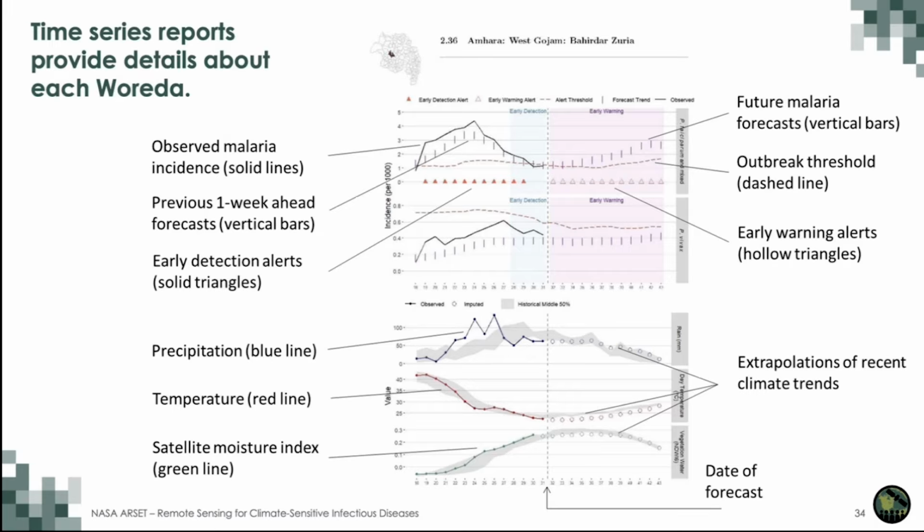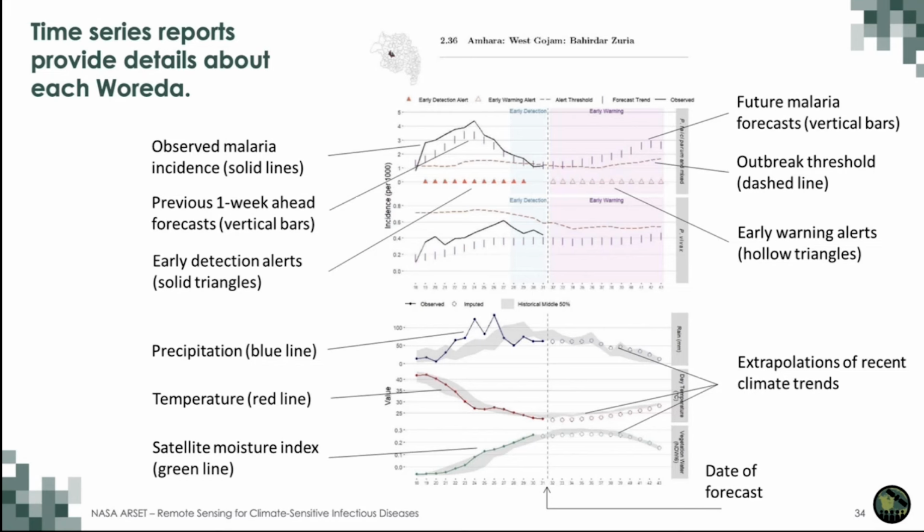We have observed malaria cases. We have previous predictions, so people can eyeball it and get a sense of how well the model has been predicting recently. We also have, on the left, early detection alerts. Those are weeks where the observed malaria cases exceed an expectation, what's considered the normal number of malaria cases for that particular week of the year.